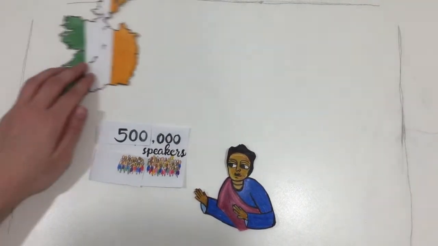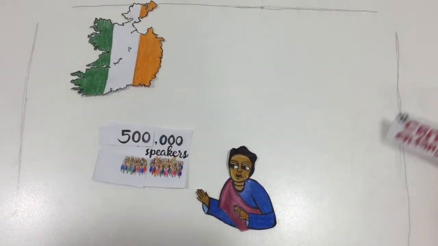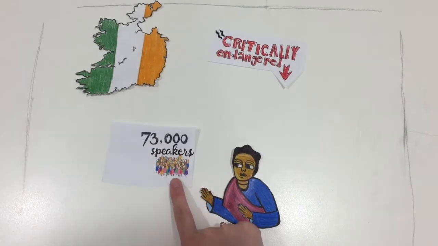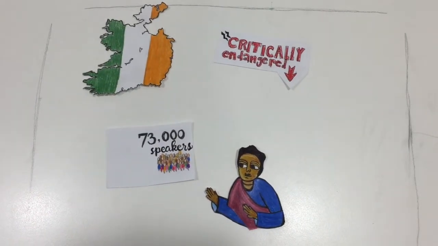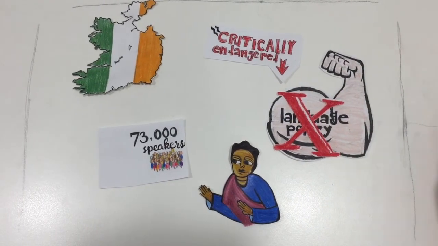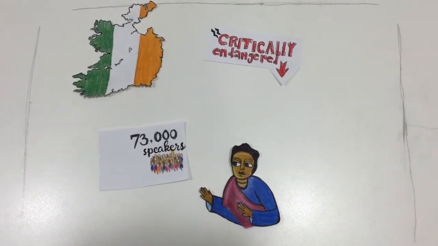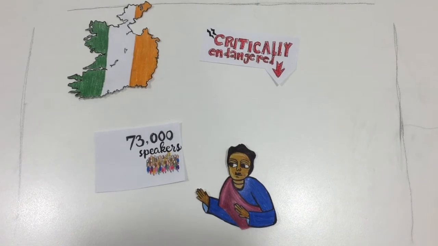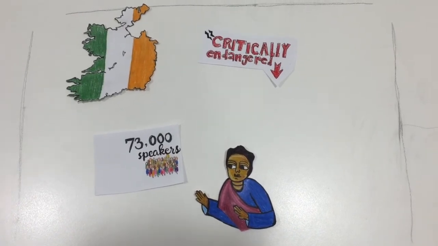Irish, however, is considered critically endangered at about 73,000 speakers. While the Irish do have a policy on maintaining the language, it seems to be less extensive than the Welsh, focusing mainly on the production and publication of material in Irish. This ignores the need to increase community support in order to increase the number of speakers.